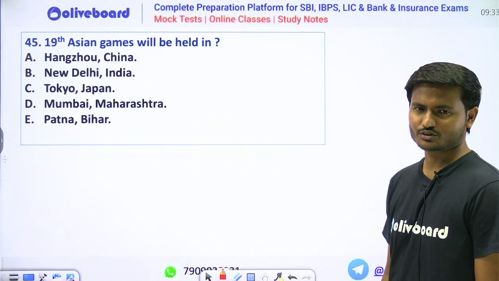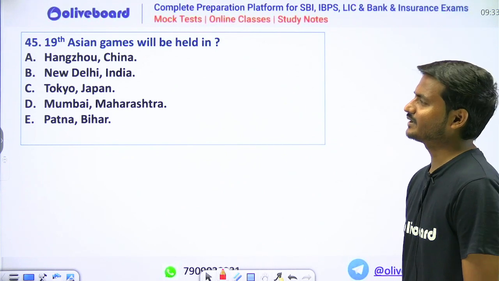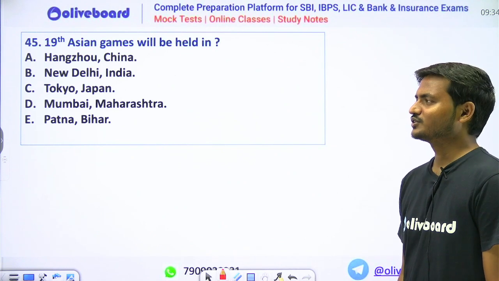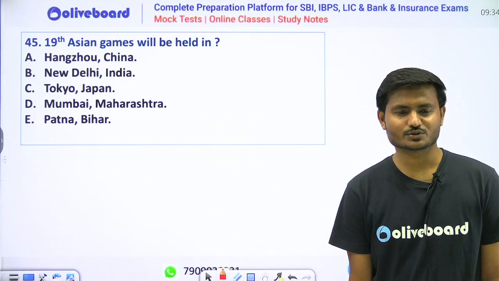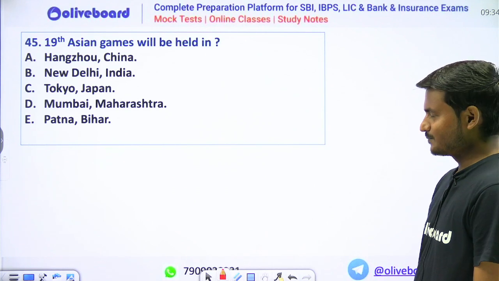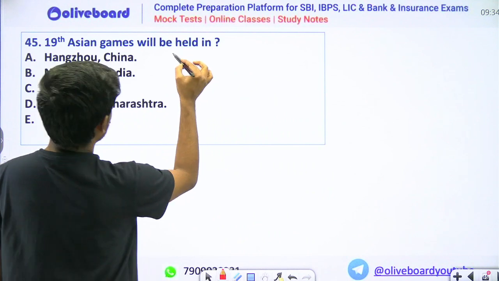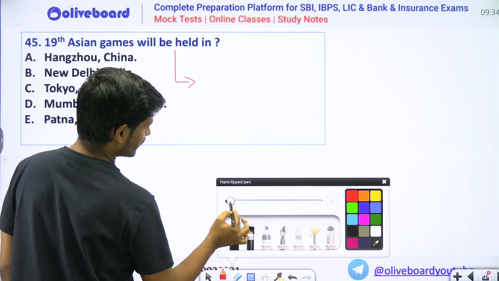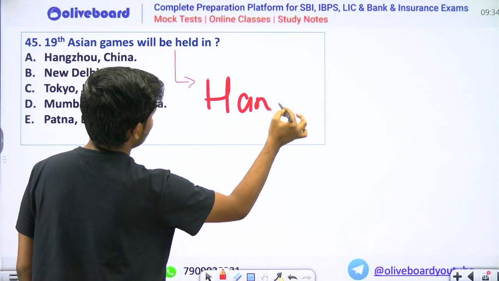Now next question. 19th Asian Game will be held in, it is being held. The options are Hangzhou, China, New Delhi, Tokyo, Japan, Mumbai, Maharashtra and Patna, Bihar. Now it's time to know about the answer. Okay, it's an Asian game and Indian players have gone, and Indian players will do what? Indian players will hang medals.